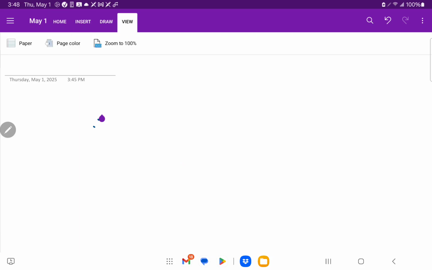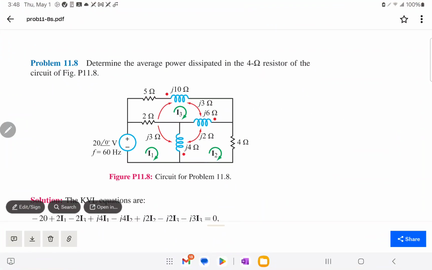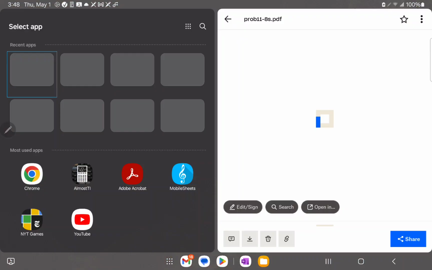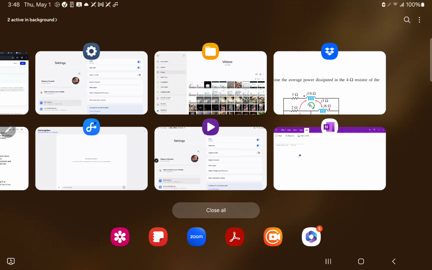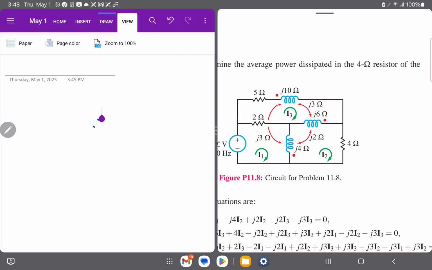All right. Okay, just help me remember, can I do split screen? I can. All right. Okay.